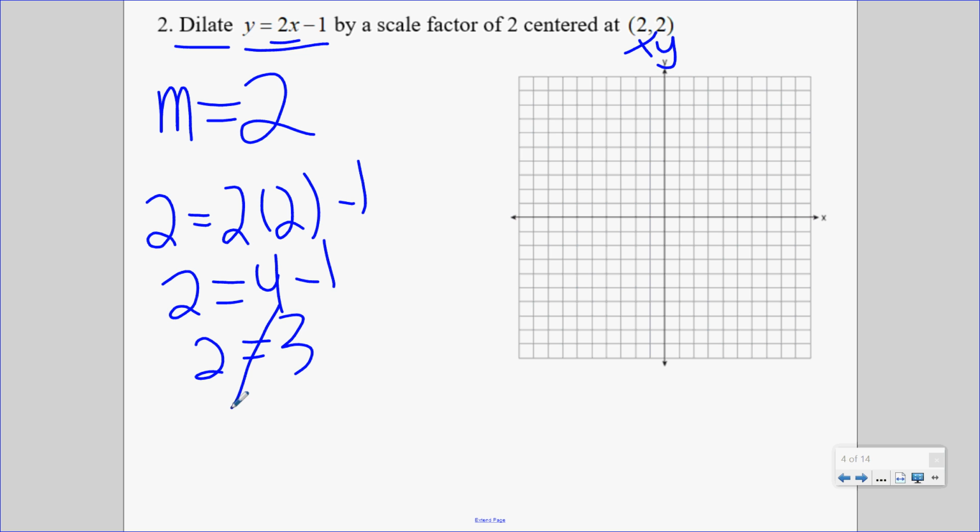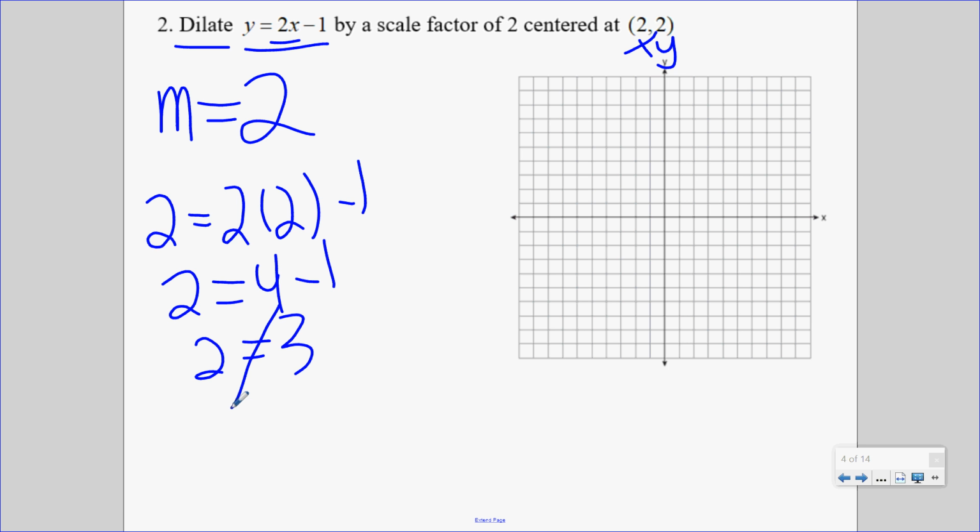It is not on the line, which means it's going to have a different y-intercept. Now, for the Regents questions, that should be enough to get the question correct. It'll usually just say, is the y-intercept the same or different? Is the slope the same or different? But we'll go a step further and actually do it.